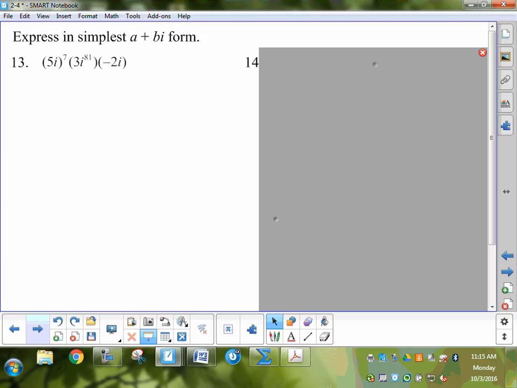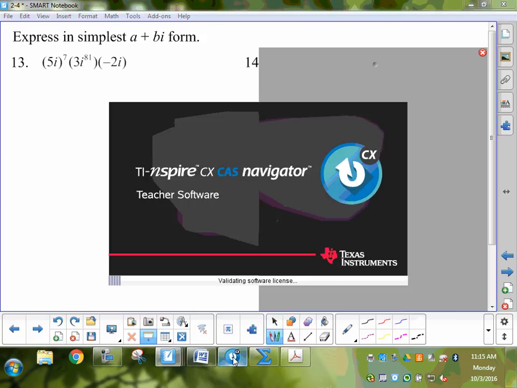Yeah, let's raise the 5i to the 7th power. So now, go into your calculators, please. Oh, you're not able to sign in yet. Sorry, I'll make it so you can sign in in a minute.